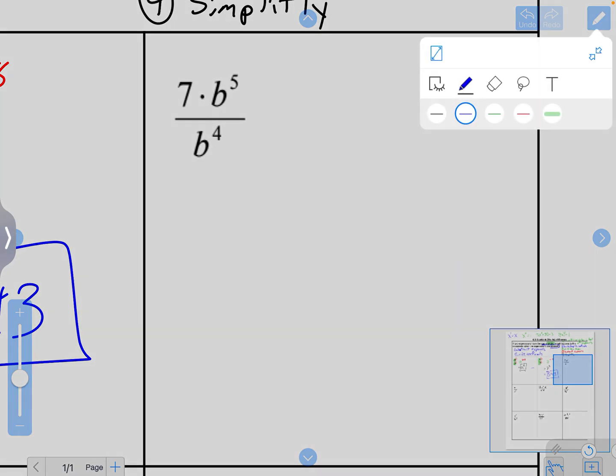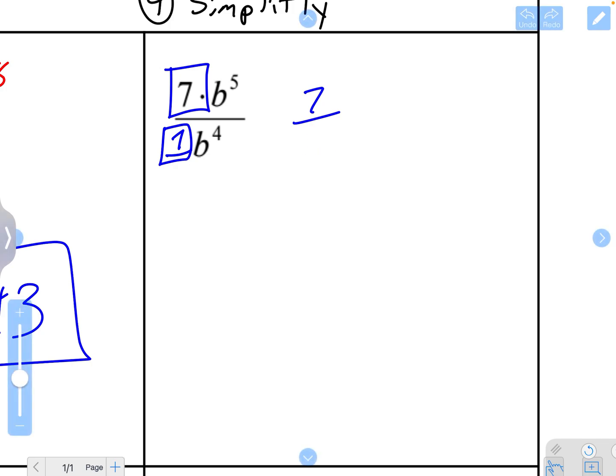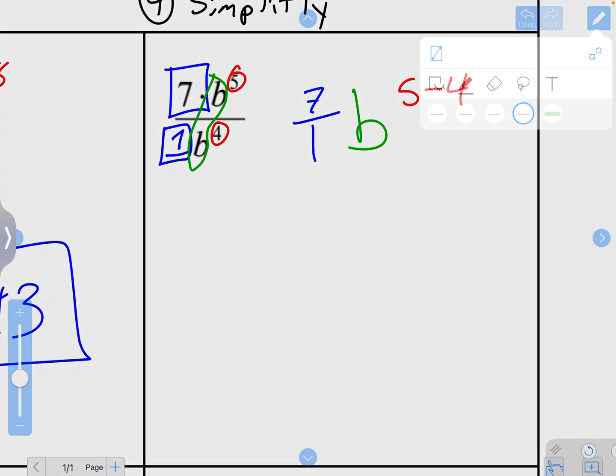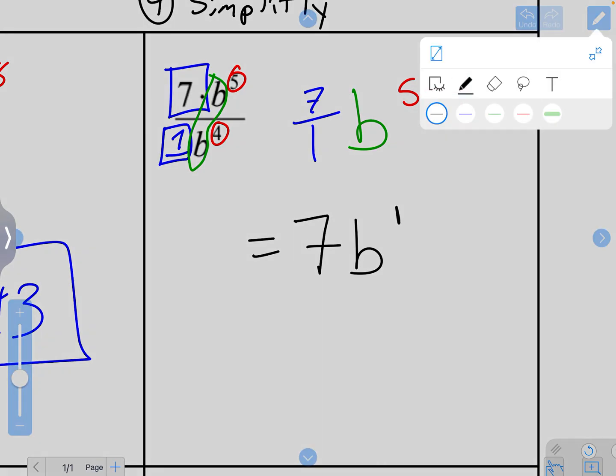So this problem has some coefficients. It has 7 on the top, and we have our invisible 1 on the bottom. So our first step is going to be to write down our coefficients, and we either need to simplify them or we need to divide them depending on what they are. Then we need to write down our bases. So our base is b. And then I need to subtract my exponents. So 5 minus 4. So now we need to simplify. So 7 divided by 1 is simply 7. I'm going to write down my base. And 5 minus 4 is 1.